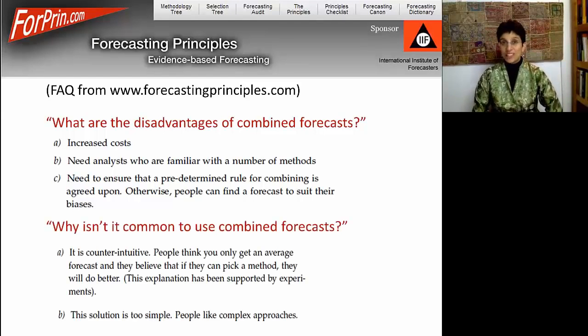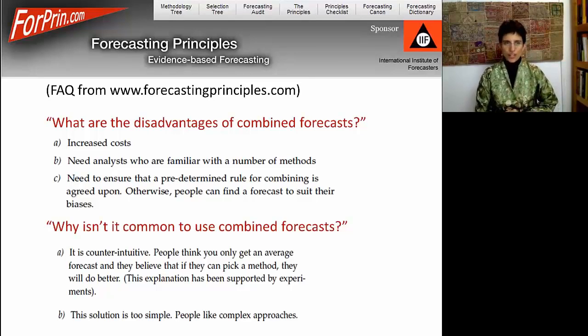Another interesting question that these experts answered was, why isn't it common to use combined forecasts or ensembles? And here, they're a little sarcastic. A, it is counterintuitive. People think you only get an average forecast, and they believe that if you can pick a method, they will do better. And they checked and found that this indeed is how people think. So if this is counterintuitive, then people will tend not to use ensembles. But we'll see in a minute that this is actually proven to be better.